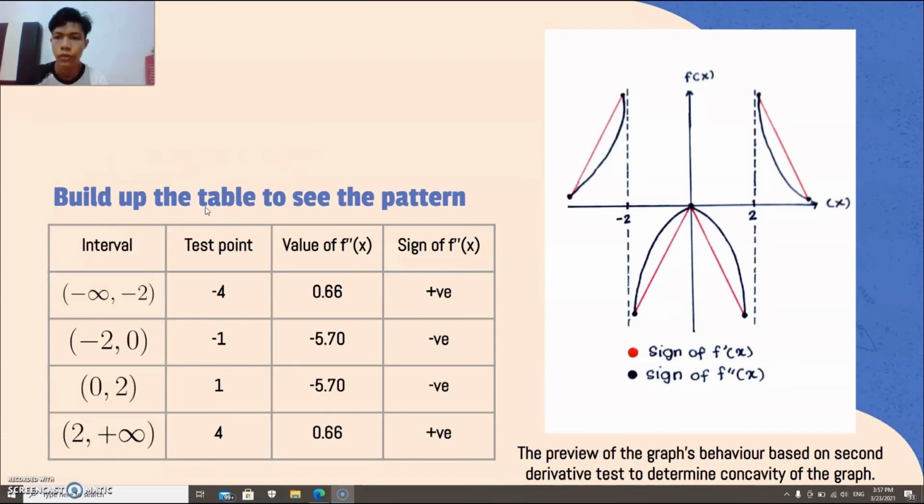Next, we have to build up the table to see the pattern of the sign. Like this, we put in the intervals and we test each of the intervals, and we get this set of signs. If we sketch the concavity from the signs, we will get this preview sketch like this.